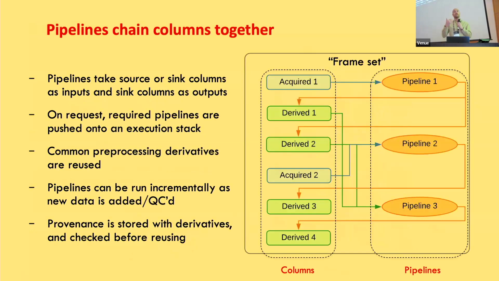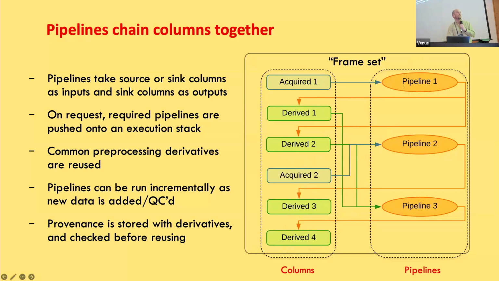But when it comes to actually analyzing data, once you've got this framework in place, you can then link these columns together, both the source and the sink columns, with pipelines, and build up this chain of analysis from source to sink pipelines. And just say you have this final derivative here that you want to calculate. When you request that, it will go back through the chain and push each of the pipelines that need to be executed onto an execution stack, and then execute them.